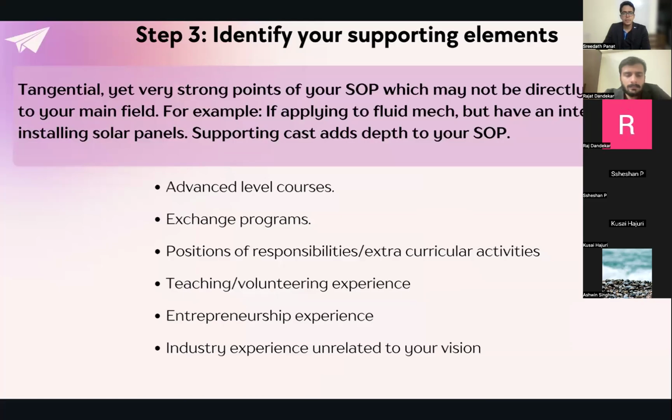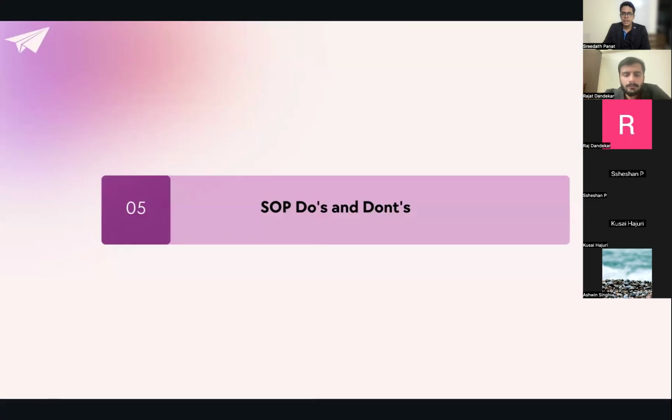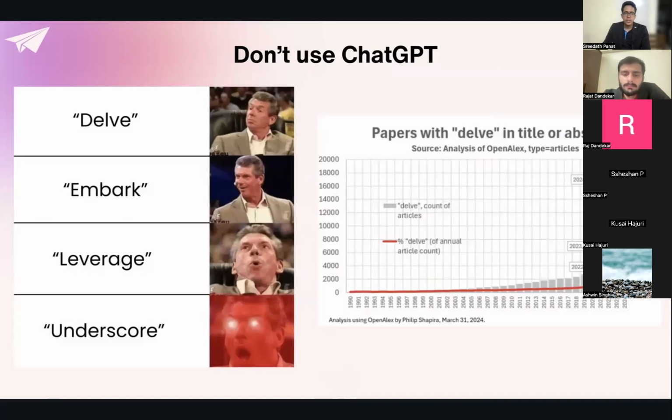Now, I'll skip these parts because we have covered them in much detail. The only thing is, people were asking, can we use ChatGPT for checking English grammar and everything? Please don't do that, because there are so many words: tapestry, delve, embark, underscore, leverage, as you can see here. There are maybe 10 or 15 words that ChatGPT uses very, very frequently, that even if you have written something manually, unfortunately, if some of these words end up in your SOP, people might judge that it's written using AI.